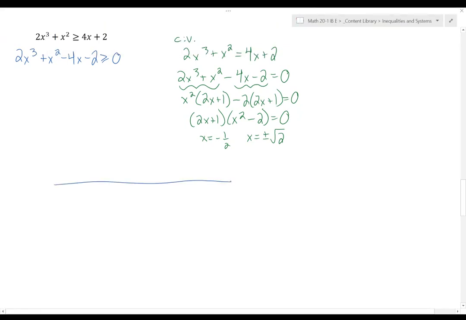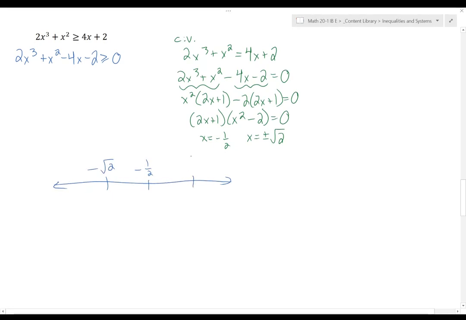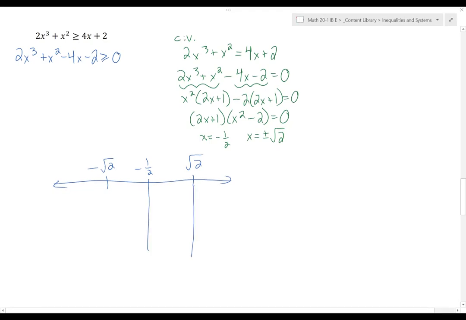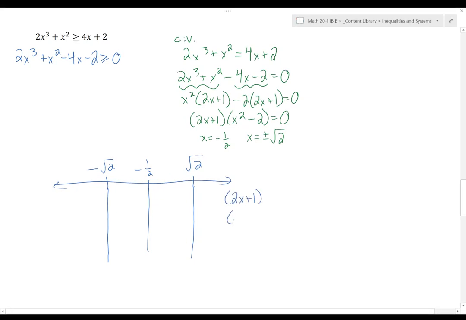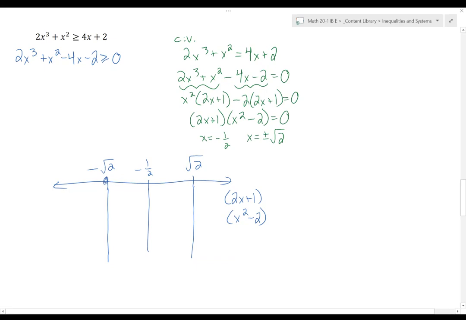So table of signs, I've got negative root 2, -1/2, positive root 2, obviously not drawn to scale. And now I can think of this as two factors or three. So I'm just going to use 2. I'm going to use 2x plus 1 and x squared minus 2. You could use x plus square root of 2, x minus square root of 2. That also works. And these solutions are all included in my answer because I have greater than or equal to.